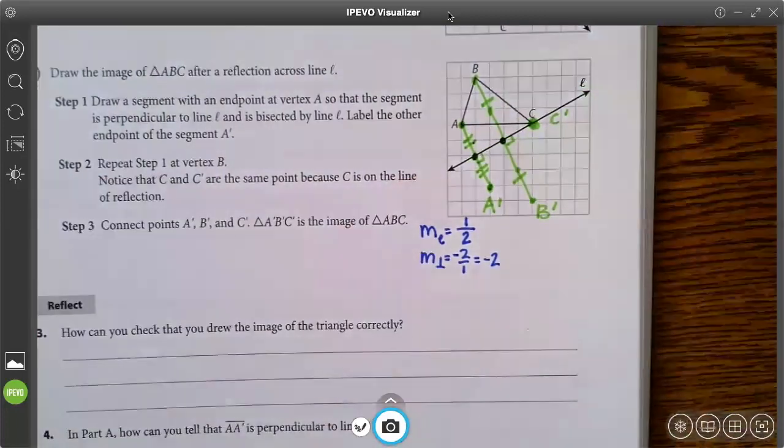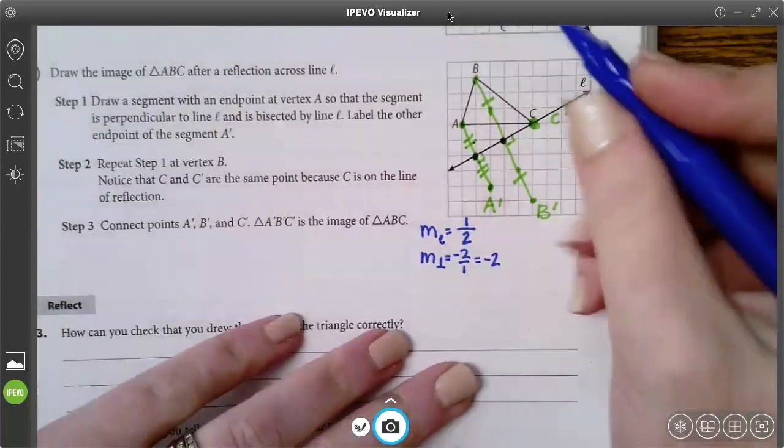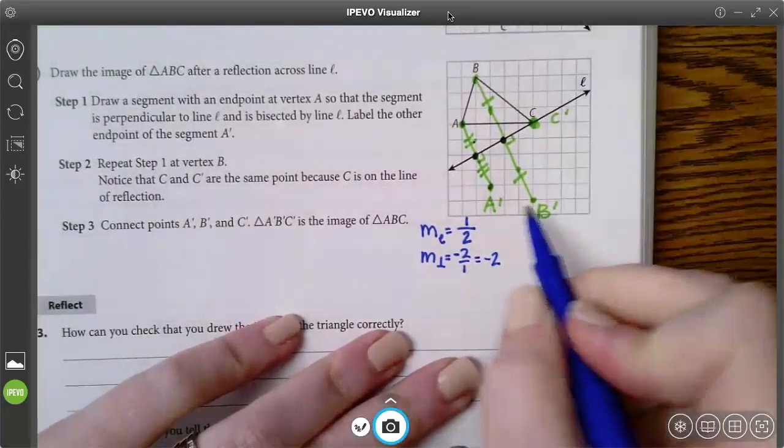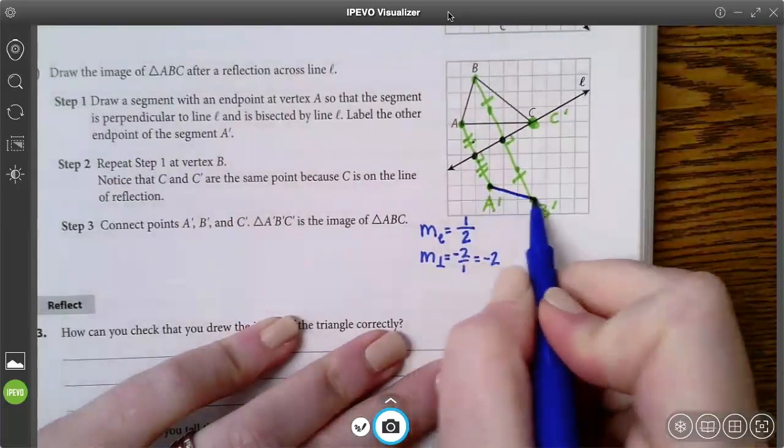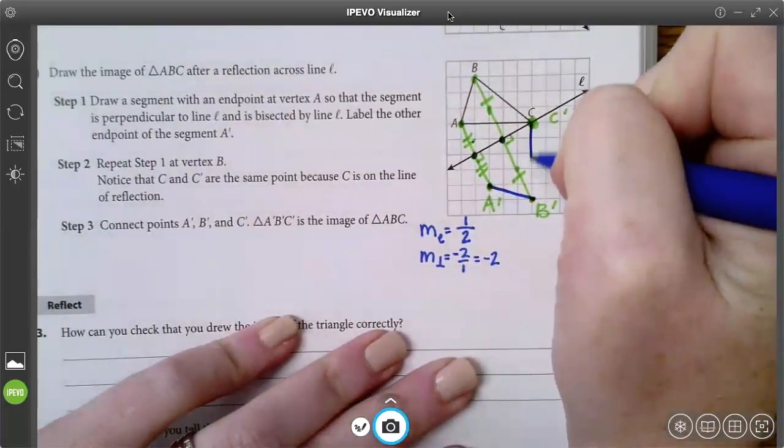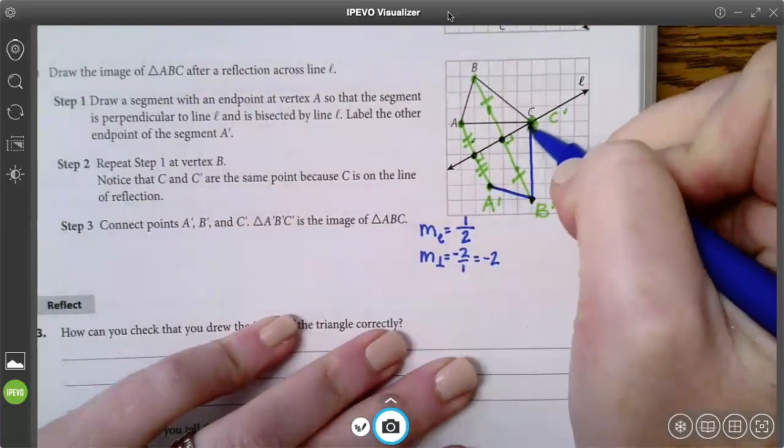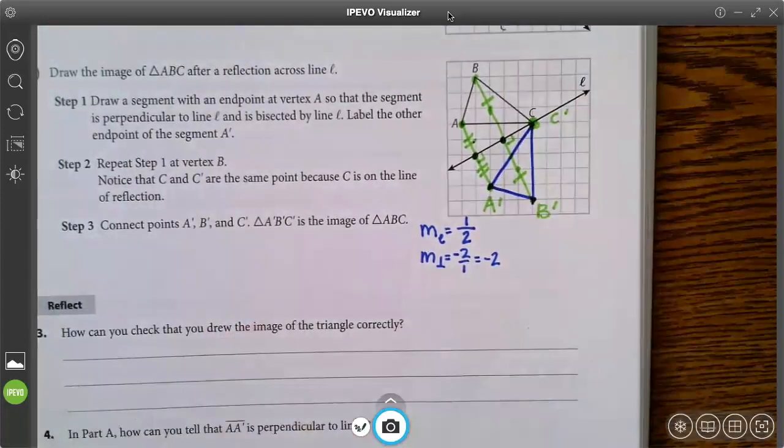So now that we have all of our points placed, A prime and B prime and C prime, now we can connect them and officially finish our reflection of triangle ABC. So A prime needs to connect to B prime, needs to connect to C prime, and that needs to connect back to A. There we go. Let's shade that in a bit.